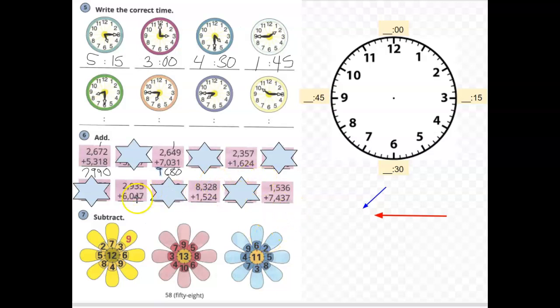Now you guys go ahead and finish these last 4 addition problems. Okay, and then come back when you're ready to do these flowers with me. So finish this one, this one, this one, and this one. Okay, and then come on back. Push pause and come back. Don't forget to push pause.